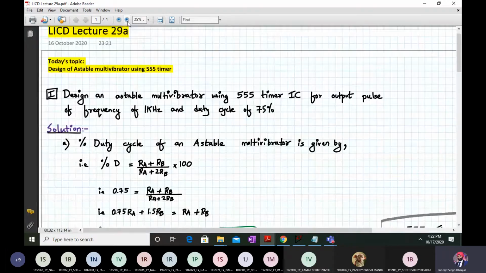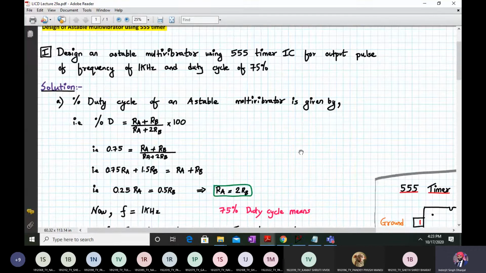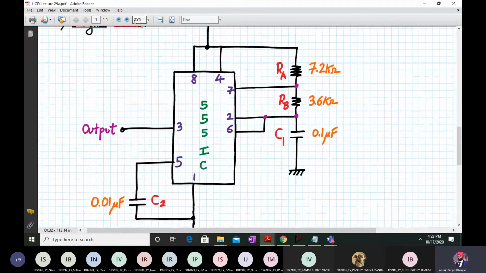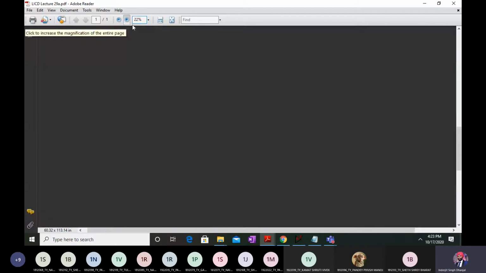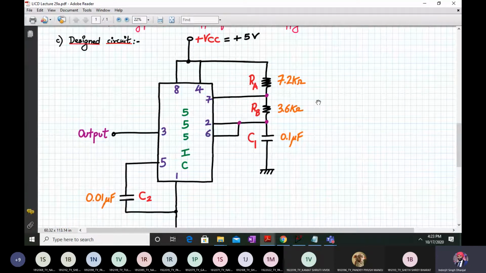Okay, I think by now it is clear. So the solution: the duty cycle of an astable multivibrator is given by this expression. Percentage D is given by (RA plus RB) upon (RA plus twice RB) into 100. Now you all might be wondering what these RA and RB are. Let me show you the pinout and the pinout design circuit basically.